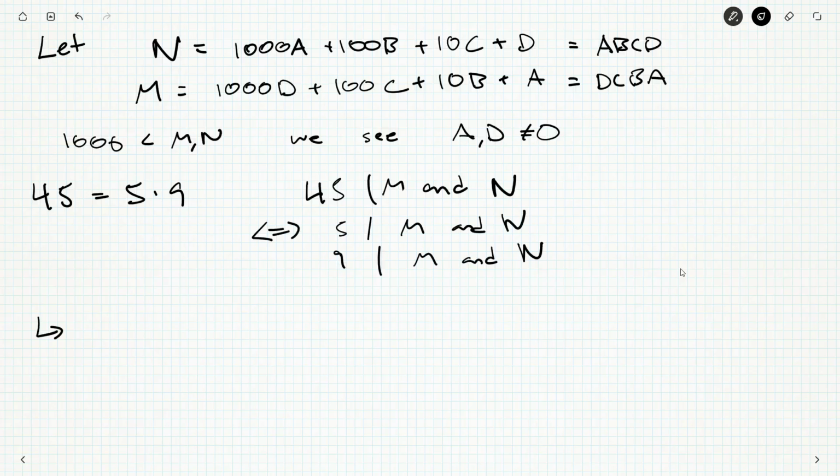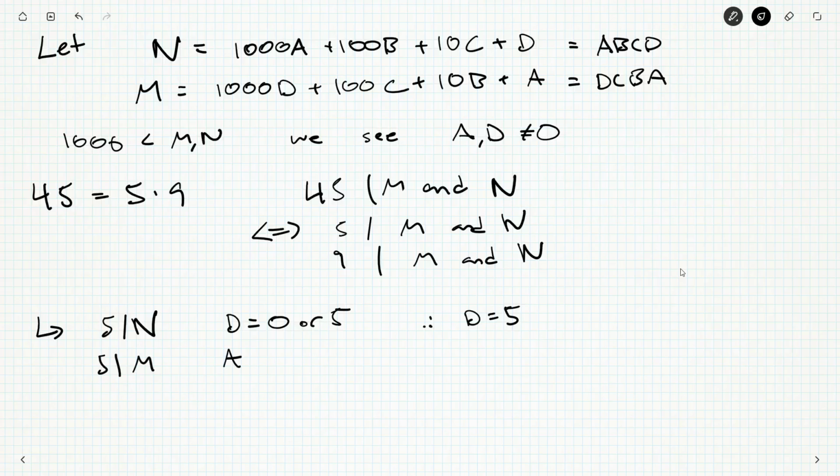So we just need to remember. 5 dividing n means that d has to be either 0 or 5, but d can't be 0, so d is 5. 5 dividing m, what does it mean to be divisible by 5? You have to end in either a 0 or a 5. So a is 0 or 5, but a can't be 0, so that tells us a is 5. So already we know n looks like 5, b, c, 5, and m looks like 5, c, b, 5. So that really narrows a bunch of things down.